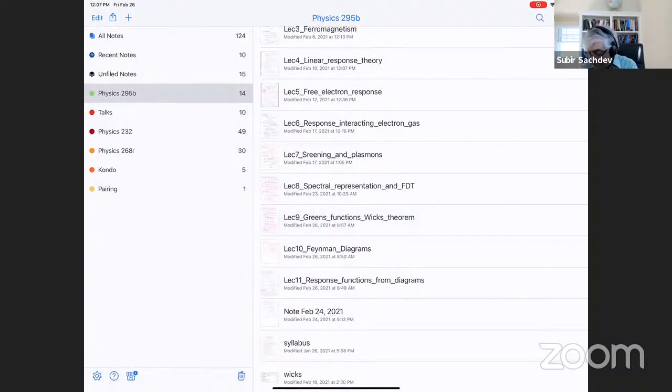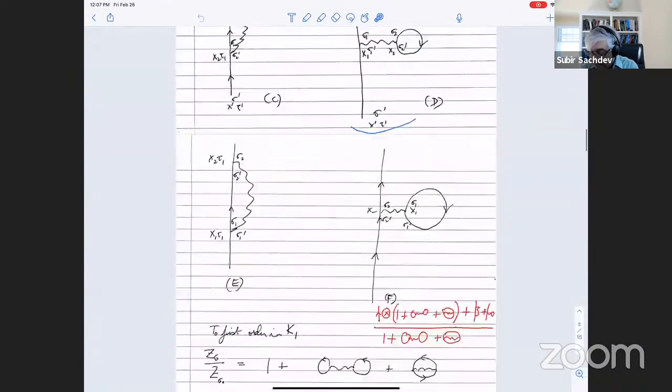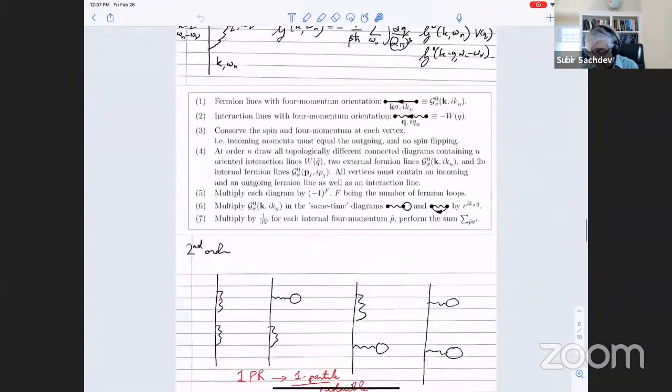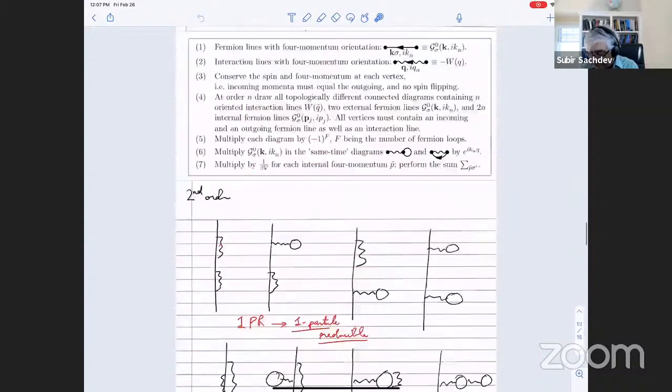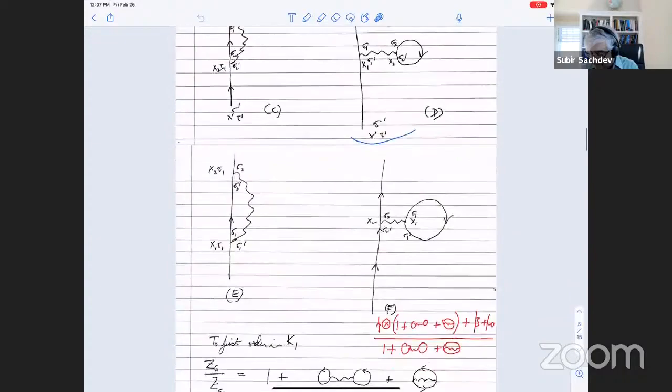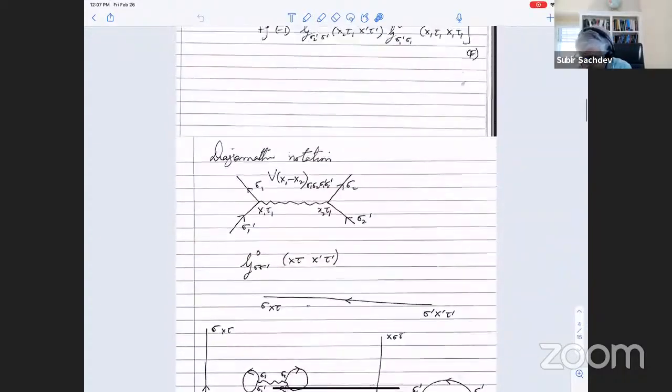KMS condition. Let me also recall the basic rules for the Feynman diagrams, which we're now going to evaluate willy-nilly in this lecture. Where are the rules? I had them written down at some point.